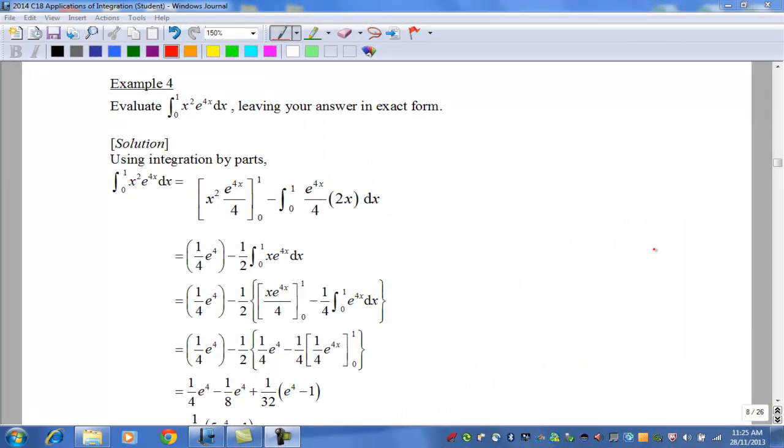Alright, now let's look at example 4. Evaluate the integral from 0 to 1 of x squared e to the power 4x dx, leaving your answer in the exact form. So first thing first, we look at the expression that we are going to integrate. It's quite obvious that it is not integrating by standard form.